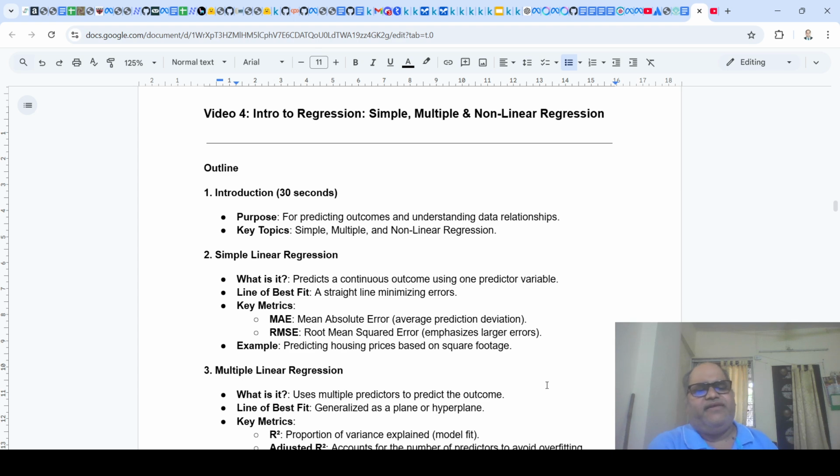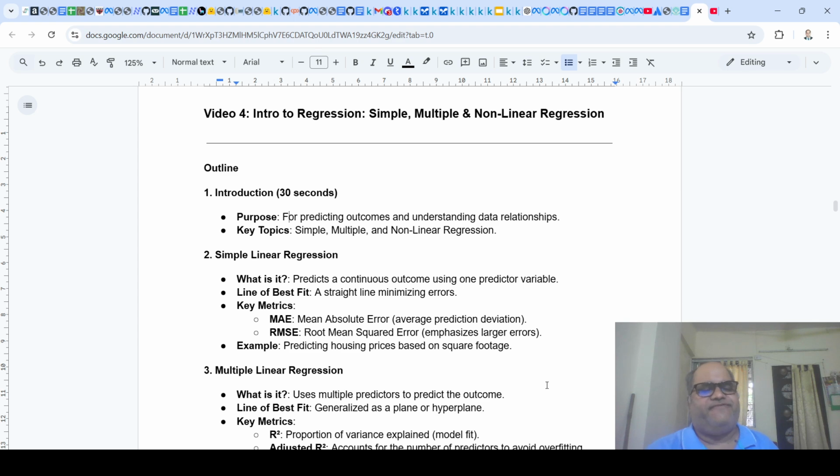In simple linear regression, we talk about a continuous outcome for only one dependent variable. So, for example, if you are trying to predict housing price, the input is the unit in terms of carpet area, so square feet or whatever it is, and then its price.